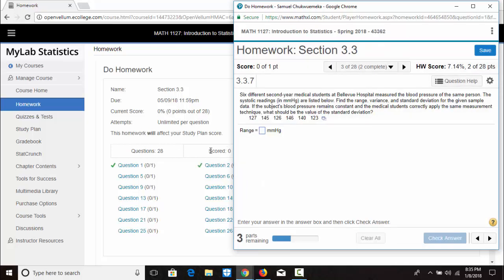Question 3. 6 different second-year medical students at Bellevue Hospital measured the blood pressure of the same person. The systolic readings in millimeter mercury are listed below. Find the range, variance, and standard deviation for the given sample data. If the subject's blood pressure remains constant and the medical students correctly apply the same measurement technique, what should be the value of the standard deviation? So in this case, let me use my calculator.